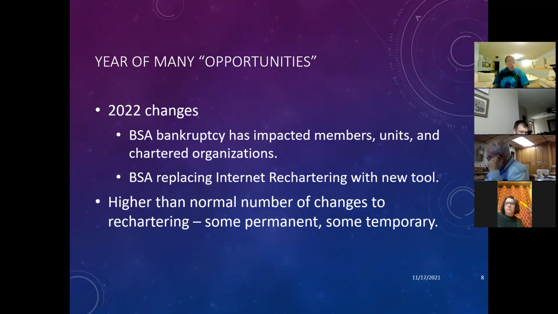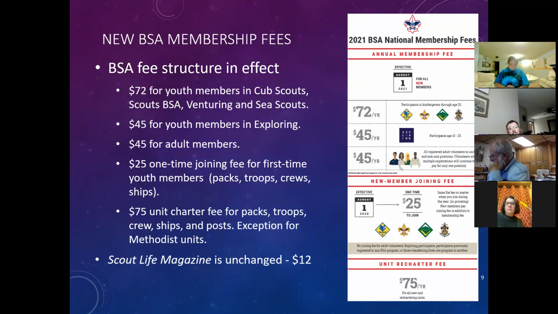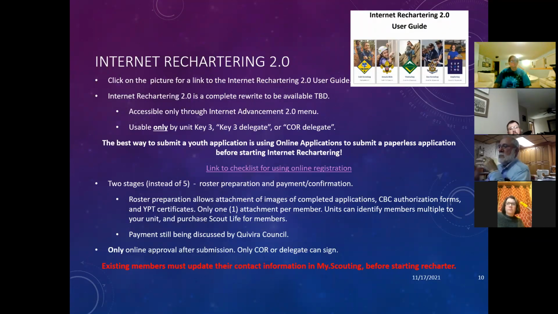So 2022 changes. The BSA bankruptcy has impacted members and units and chartered organizations, mostly affecting the United Methodist Church. The BSA is replacing Internet Rechartering with a new tool that will be accessed through the advancement program. A higher than normal number of changes to rechartering. Some are permanent, some are temporary. So here are the new membership fees. They went into effect this summer. Documentation afterwards on the Quivira Council Rechartering website. You can click on any of this and take you right to that documentation.